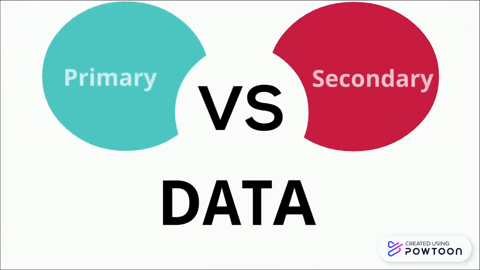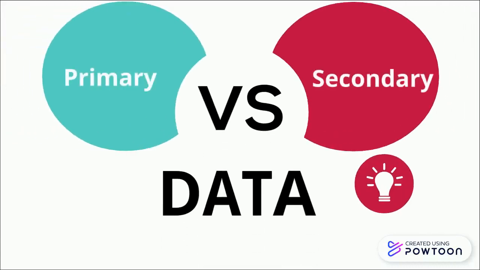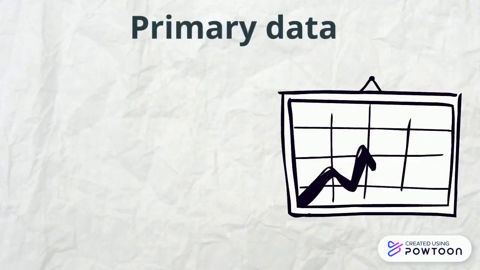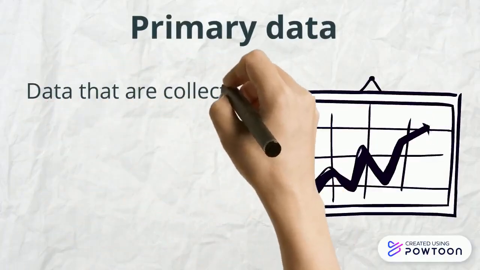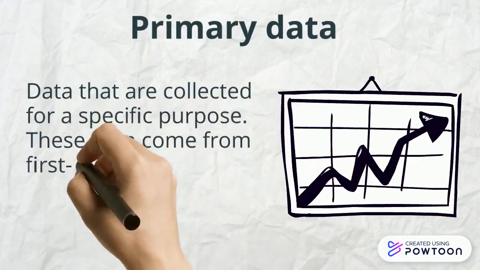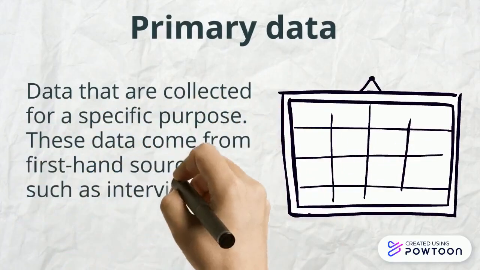In this video, you'll learn about the differences between primary and secondary data, as well as some important considerations when it comes to evaluating secondary data. Primary data are data that are collected for a specific purpose. These data come from first-hand sources, such as interviews or observations.